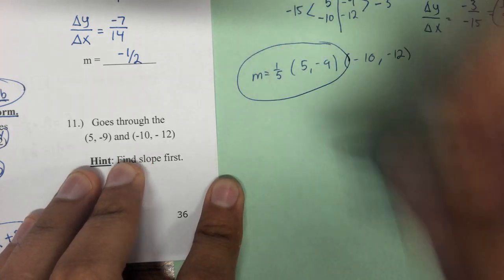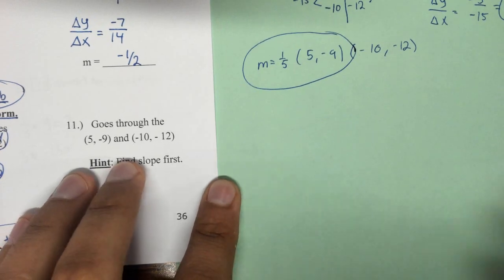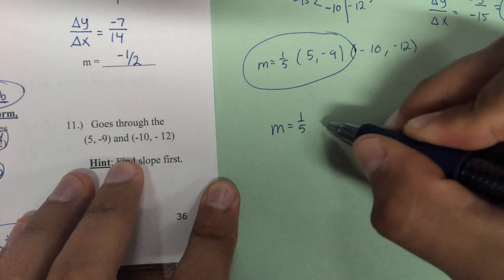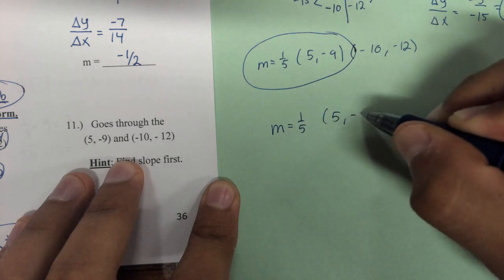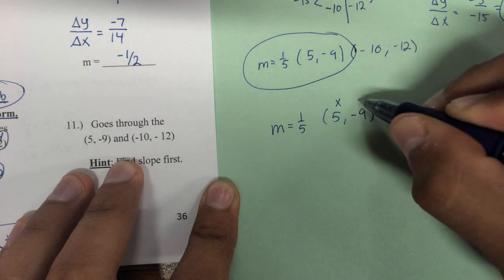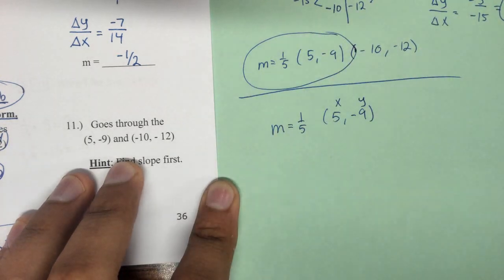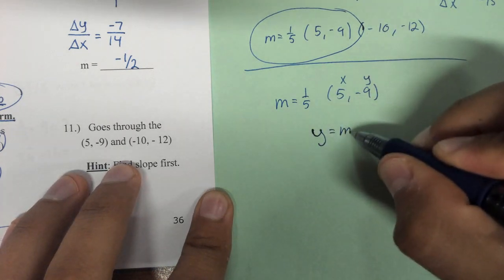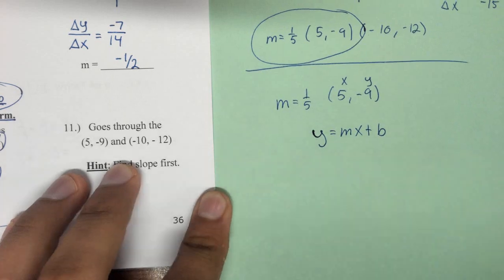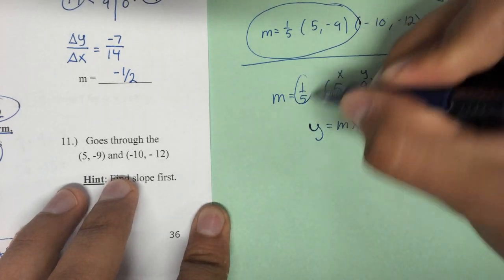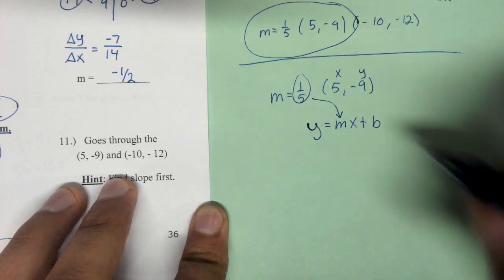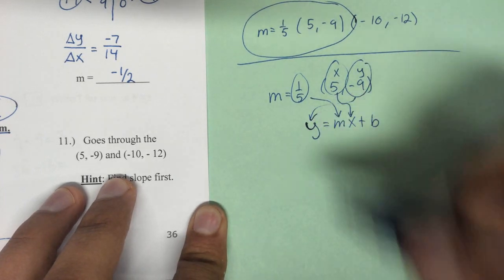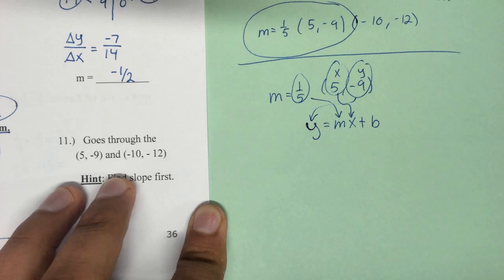I'm going to use my slope and my point and solve my equation. So I'm going to rewrite them back over here. m equals 1/5, and then my point (5, -9). Once again, just like before, I can label my point x and y. Again, with our equation, we're going to use y equals mx plus b. And then I just plug in my values where they go. Once again, my slope goes in for m. My 5, or my x value, goes in for x, and then my y, or -9, goes in for y.